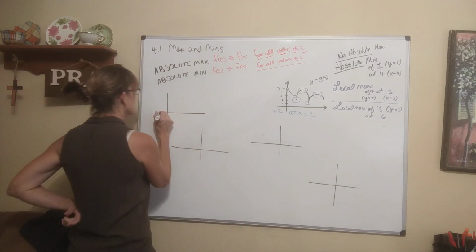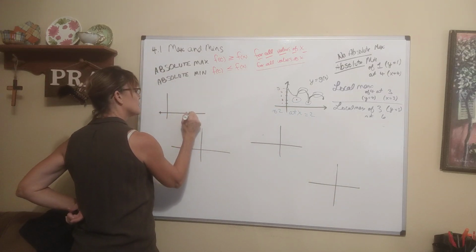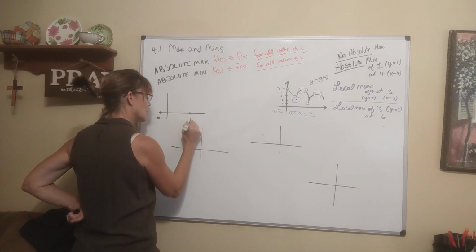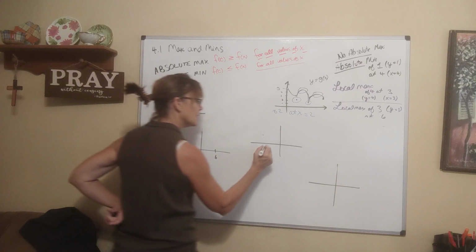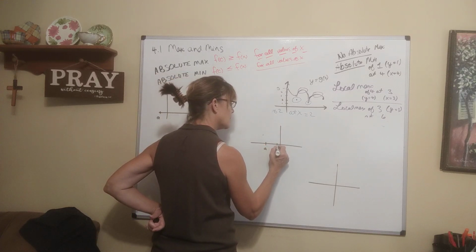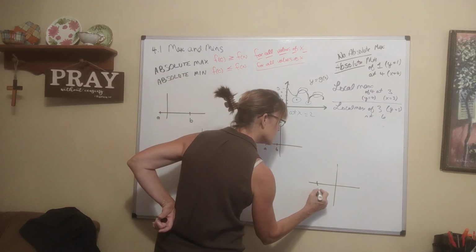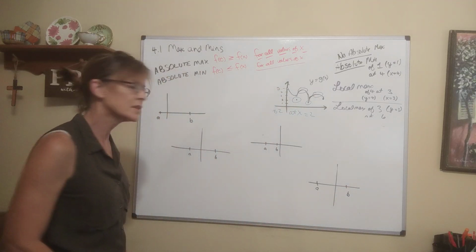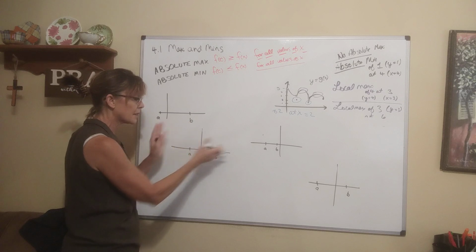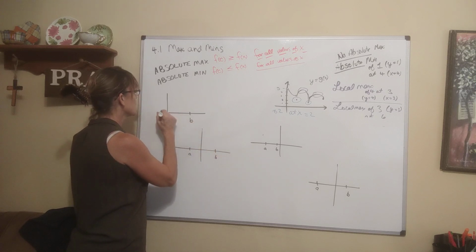So let's see. Here is A and here is B. The conditions are that it has to be continuous and it has to be on a closed interval. So here's my closed interval. Somehow I'm going to go from A to B.